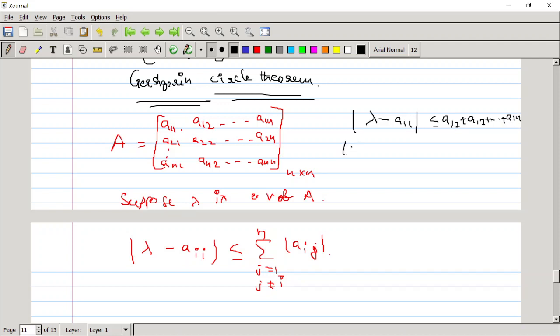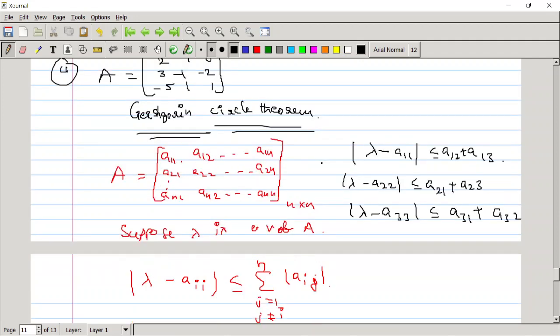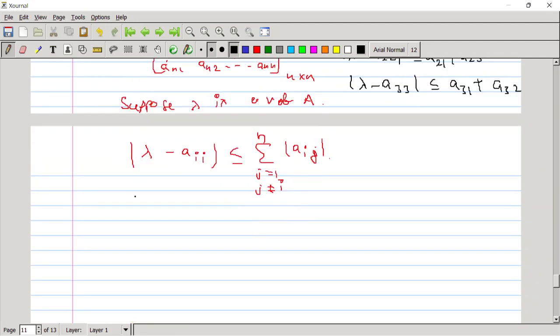Similarly for the second row also, lambda minus A22 has to be less than or equal to A21 plus A23. Here we remain with only 1 2 and 1 3. For the third row also, for the given matrix, we have that lambda minus A33 has to be less than or equal to A31 plus A32. So by these three properties we will check the range of the eigenvalues. So let lambda be an eigenvalue of A.